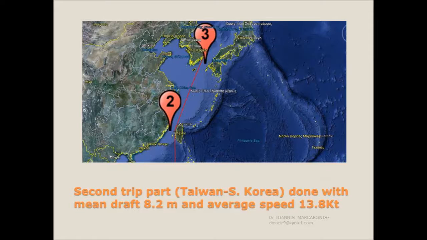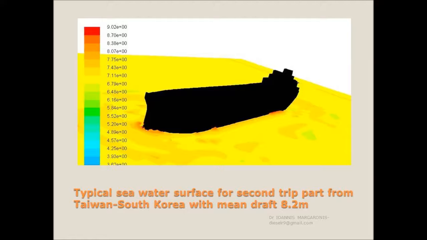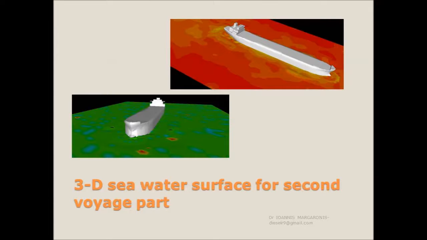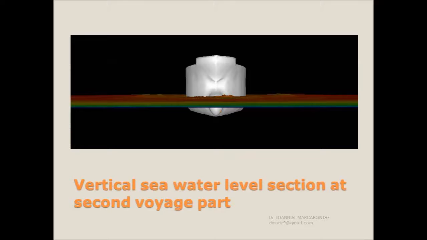The second trip part, Taiwan-South Korea, was done with a mean draft of 8.2 m and an average speed of 13.8 knots. Typical seawater surface for the second trip part from Taiwan to South Korea with a mean draft of 8.2 meters. 3D seawater surface for the second voyage part. Vertical seawater level section at the second voyage part.